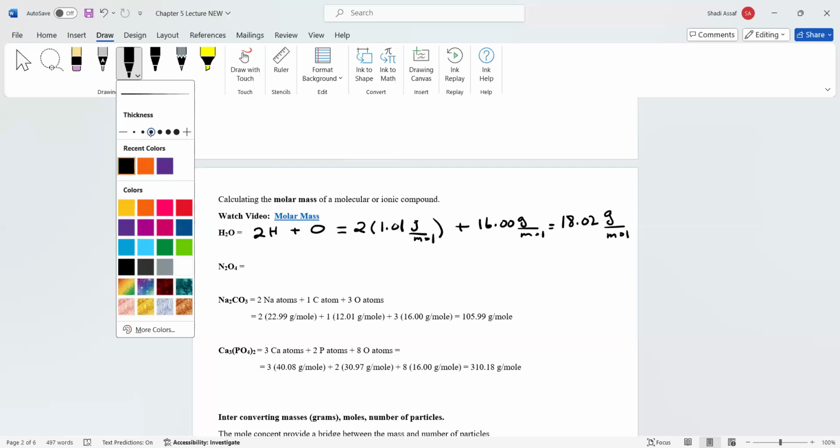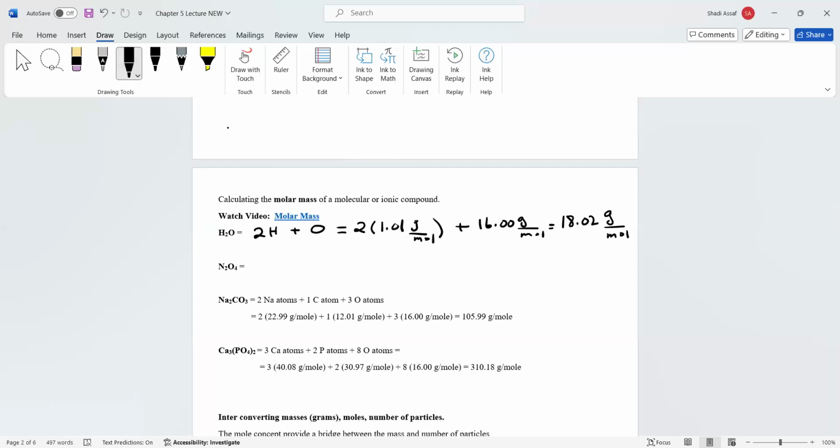Let me slightly decrease the thickness of this. So here you have how many nitrogen atoms? You have 2, and you have 4 oxygen atoms. This is an O, not a 0. So 2 times, let's go and find nitrogen, and then we already have oxygen.